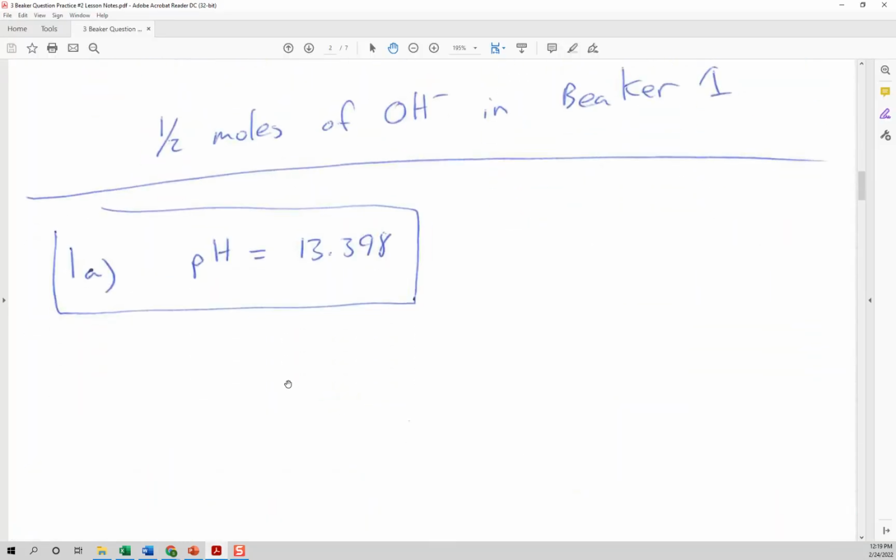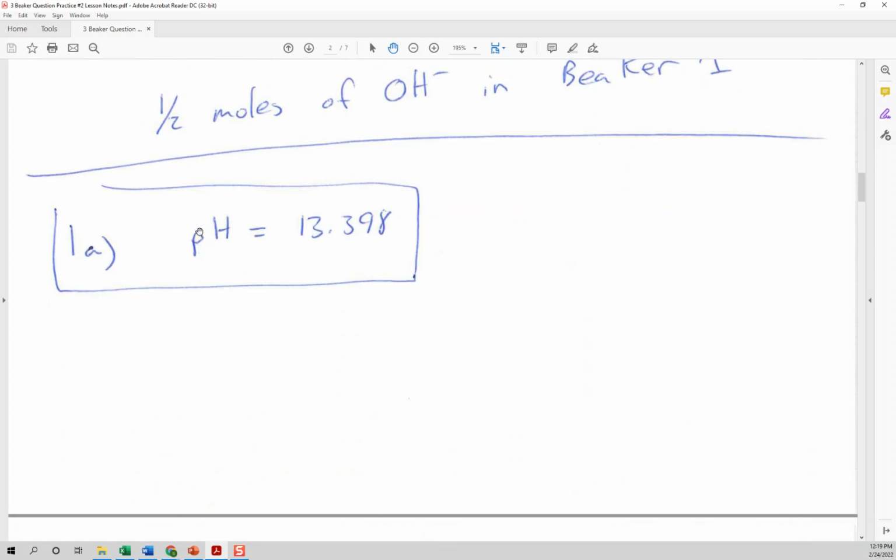Okay, so negative log of hydroxide gives me the pOH, and then subtracting from 14 gives me the pH. So 13.398. That makes sense. KOH is a strong base. We have a pretty high concentration, 0.25 molar of it, so it's going to have a pretty high pH.